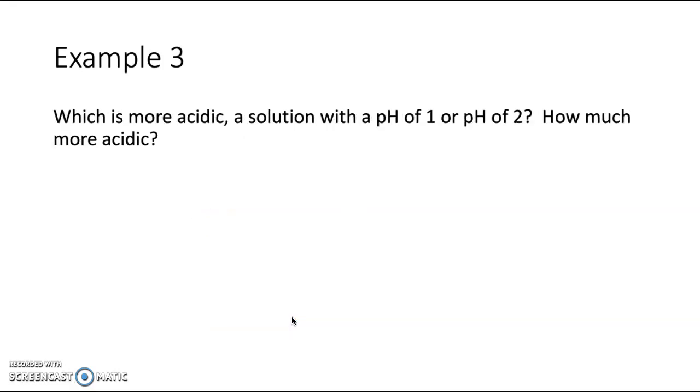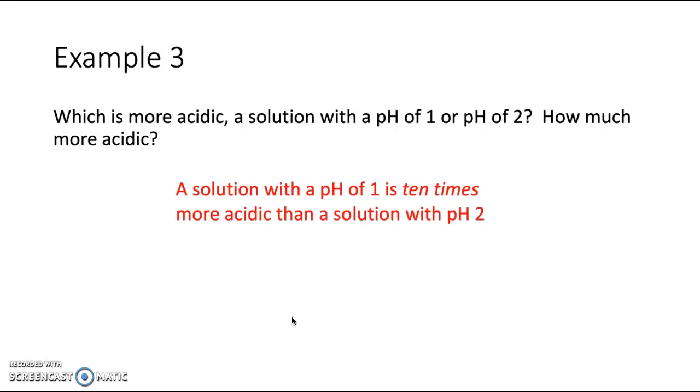Example 3. Just sort of a conceptual question: which is more acidic, a solution with a pH of 1 or a pH of 2? How much more acidic? So maybe take a think about that. But hopefully it's pretty clear that the lower the pH, the more acidic. So a pH of 1 is definitely more acidic than a pH of 2. And the way the pH scale works is every time you change by 1 unit, you're changing the concentration 10-fold. So a solution with a pH of 1 is 10 times more acidic than a solution with a pH of 2, meaning its concentration of hydrogen ions is 10 times higher.